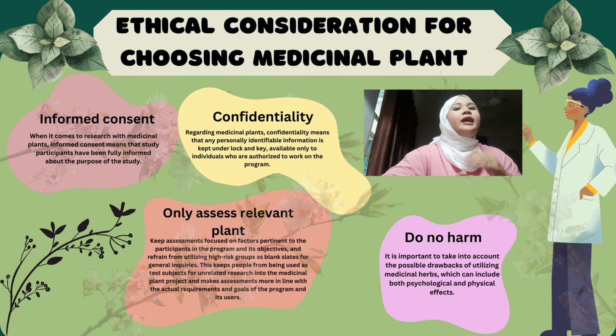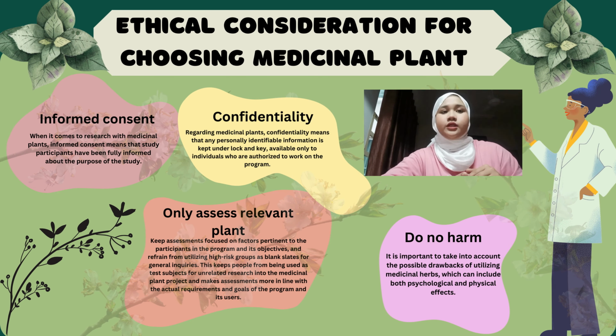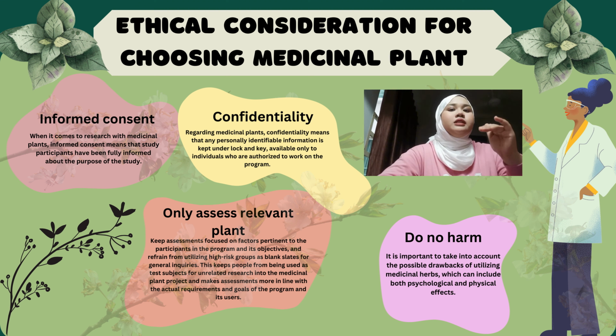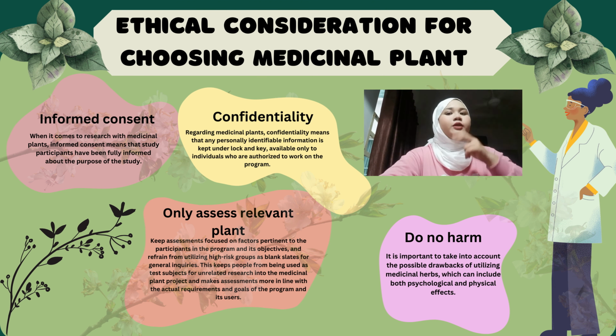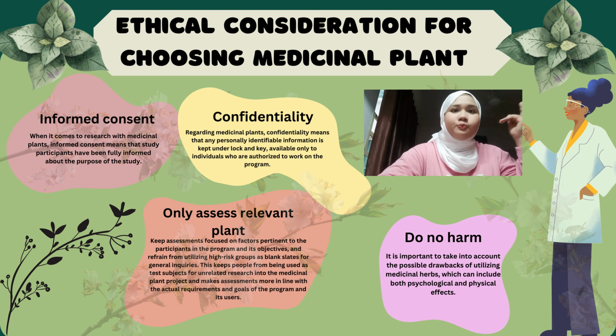Now let's move to the ethical considerations for choosing medicinal plants. There are 4 ethical considerations that we need to focus on for choosing medicinal plants. First of all is informed consent. When it comes to research with medicinal plants, informed consent means that study participants have to be fully informed about the purpose of the study. The second one is only assess relevant plants.